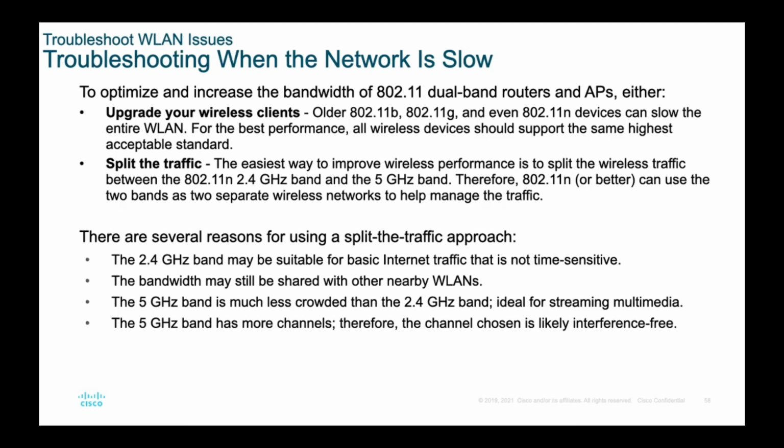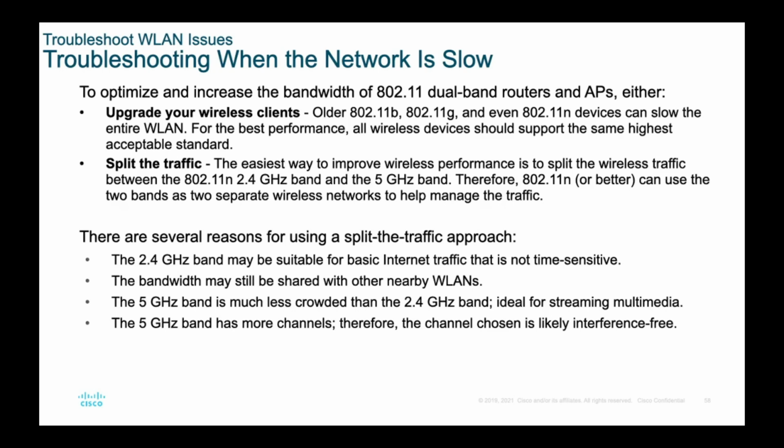The 2.4 GHz band may be suitable for basic internet that is not real-time sensitive. Remember, 2.4 GHz can achieve a longer distance, but it cannot carry a very high density of data compared to 5 GHz. The bandwidth may still be shared with other WLANs. Remember, even though the speed is 300 megabit per second, it is shared by all other devices.